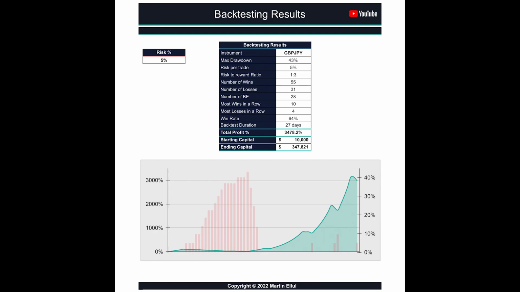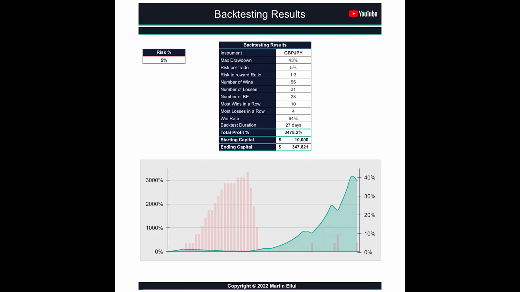So the total profit is actually pretty enormous at 3,478.2%. If you had started with $10,000, you would have ended up with $347,821. So of course, this is pretty mind-blowing.